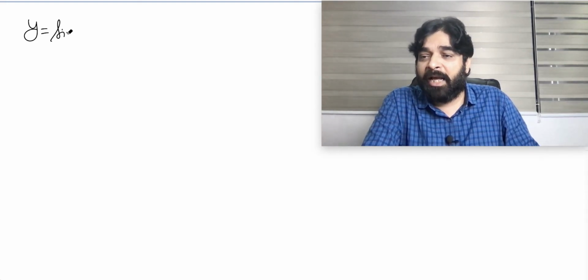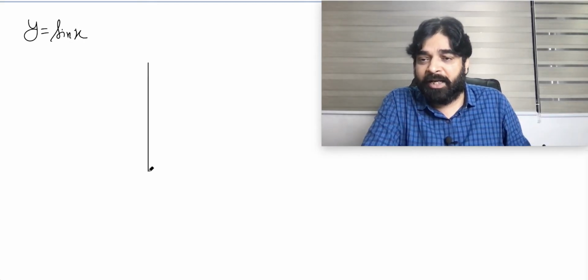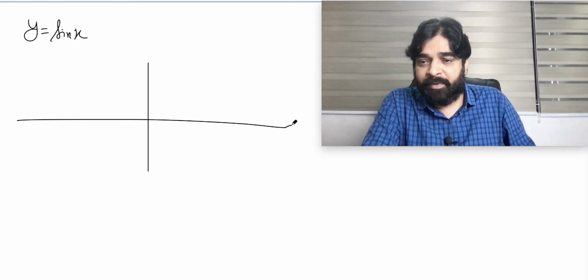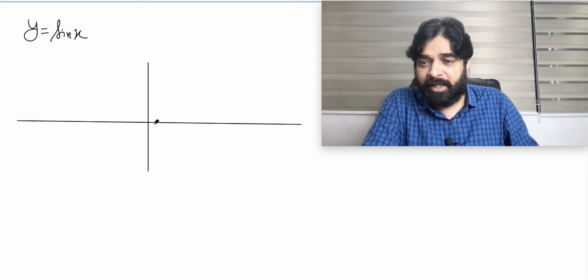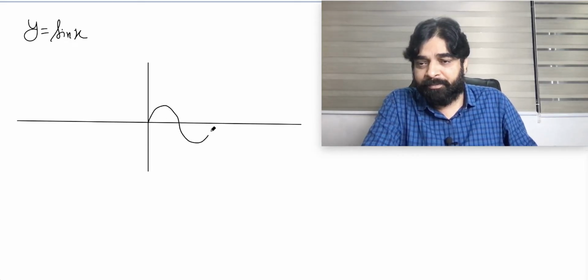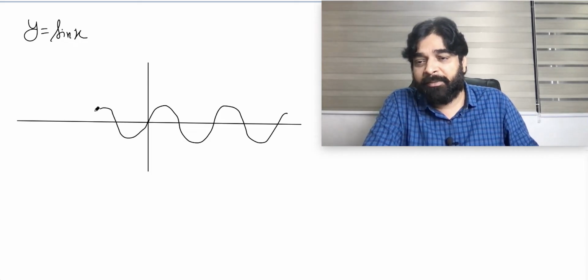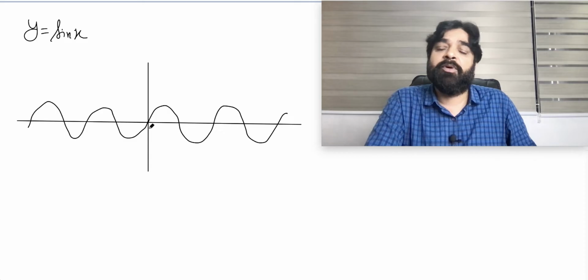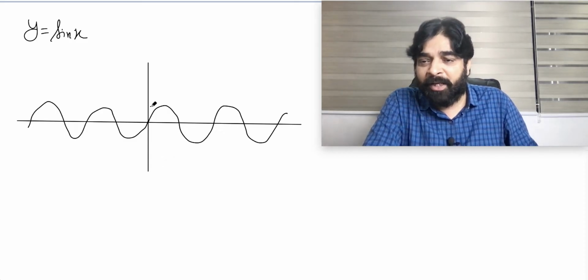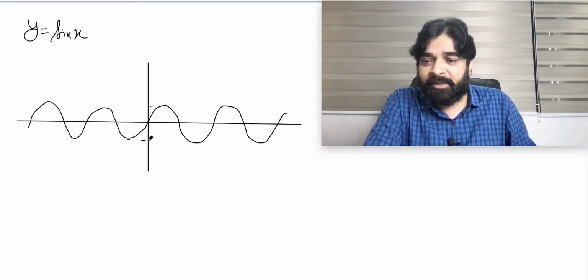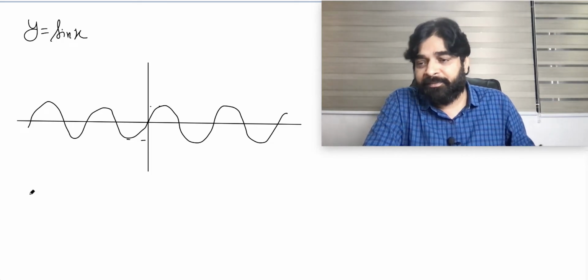y equal to sin x graph. Something like this. It starts from origin. Be clear. Sin x graph starts from origin. I hope everybody knows this point is 1. This is minus 1. Correct?